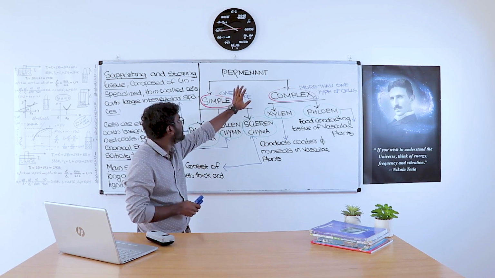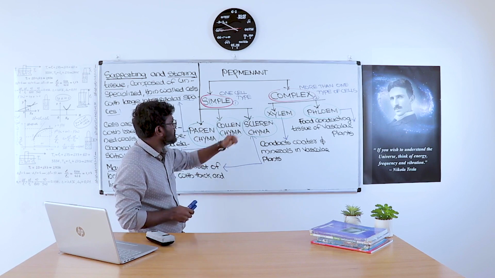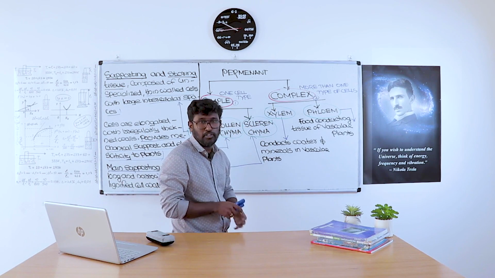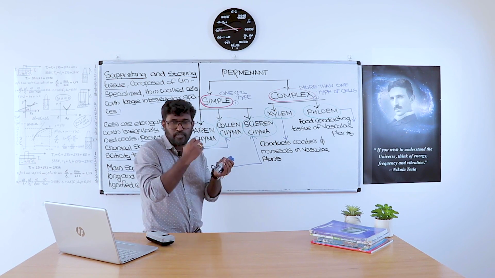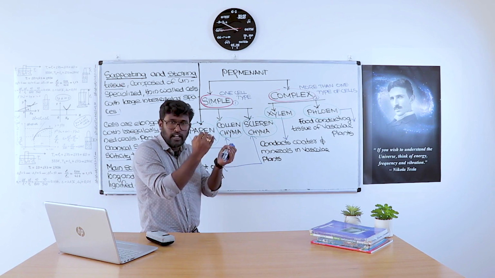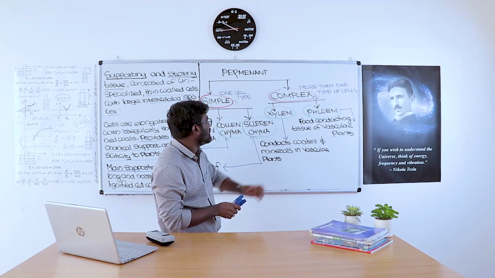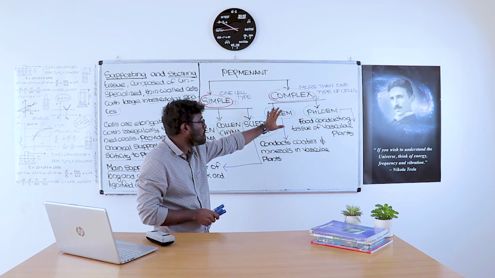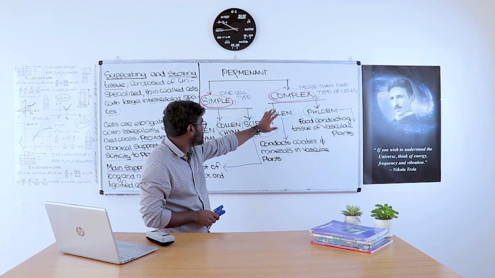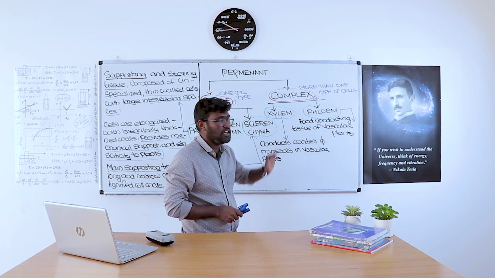So this is the thing about simple permanent tissue. What about complex permanent tissue? Complex permanent tissue is composed of more than one type of cells. Complex permanent tissue consists of two things, that is xylem and phloem.